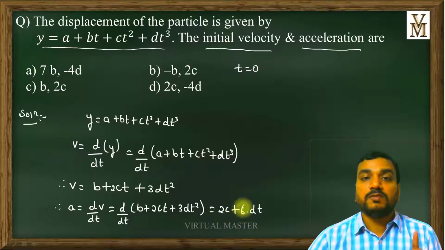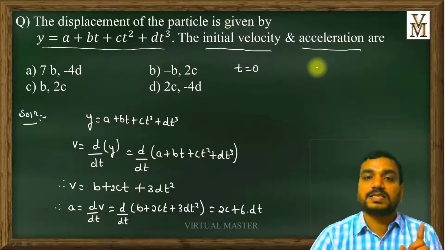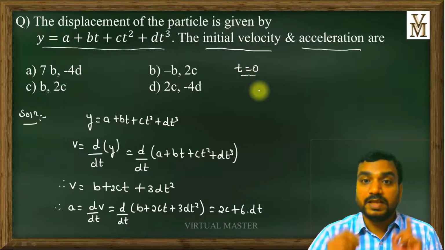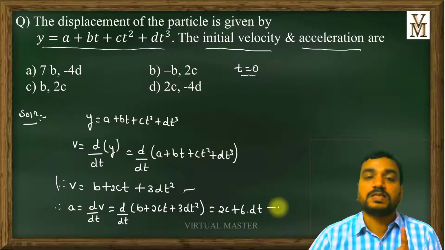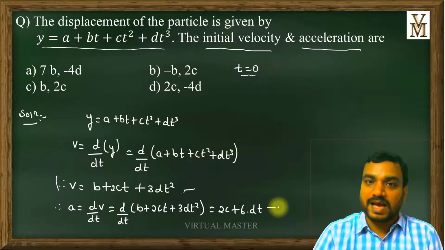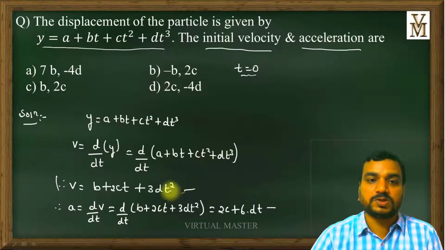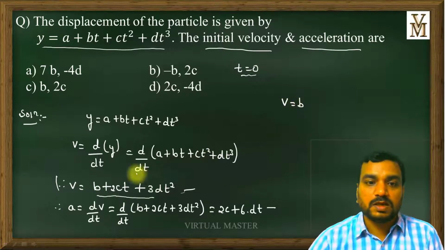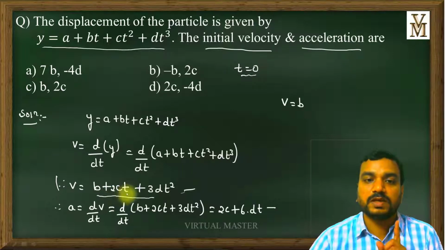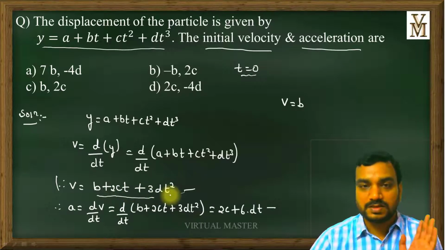Now what we have to find? We have to find initial velocity and initial acceleration at t equals to 0. That means if we substitute the value of t equals to 0 in this equation, I am going to get the velocity, and in this equation if I substitute t equals to 0, I am going to get the acceleration. Let us substitute t equals to 0 in this equation. After substituting, I am going to get v will be equals to only b, because t is 0, right? Multiplication of 0 with anything will be equals to 0. So 2ct will become 0 and 3dt square will also become 0.